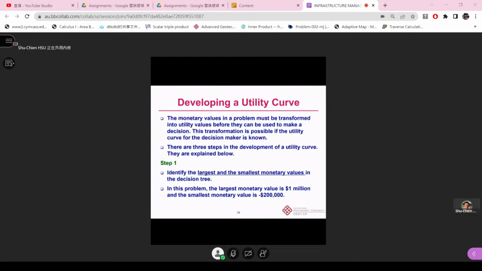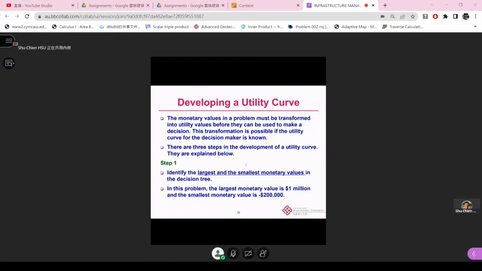So how can we do that? The monetary values in the problem must be transformed into utility values before they can be used to make a decision. This transformation is possible if the utility curve for the decision maker is known. There are three steps in the development of the utility curve, explained below.